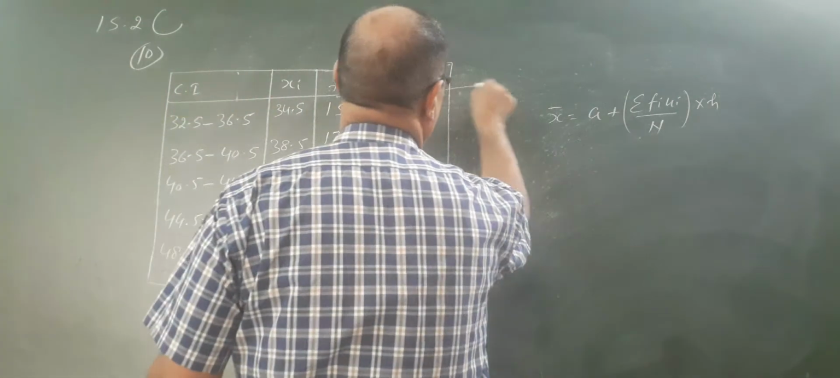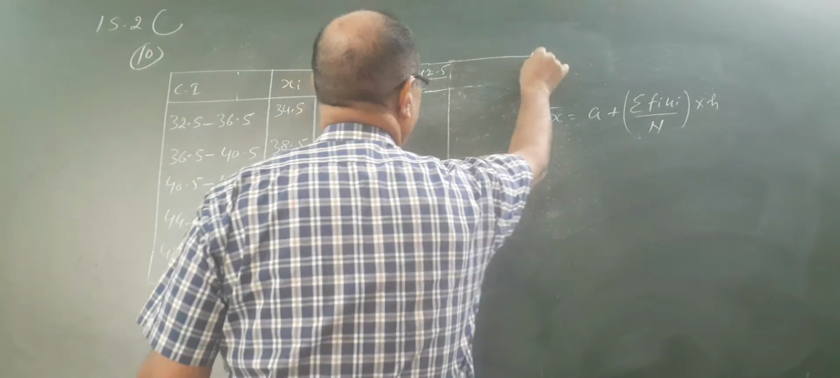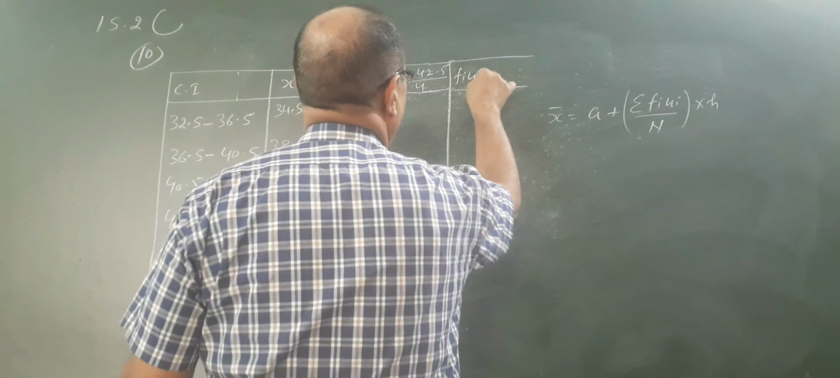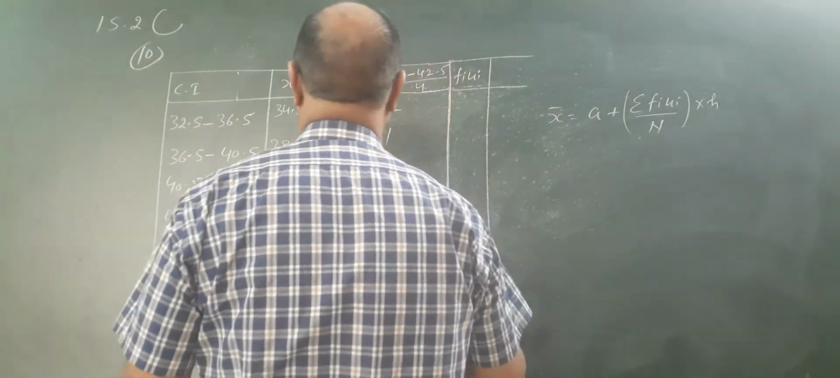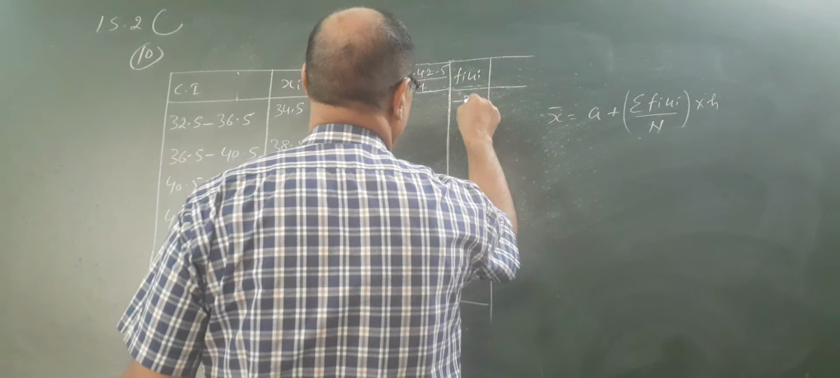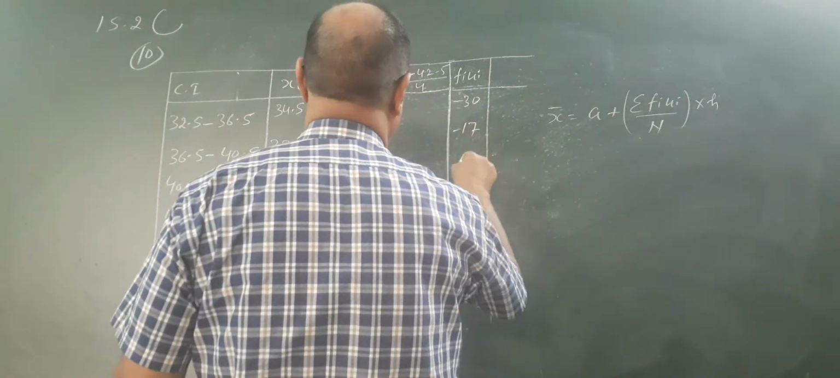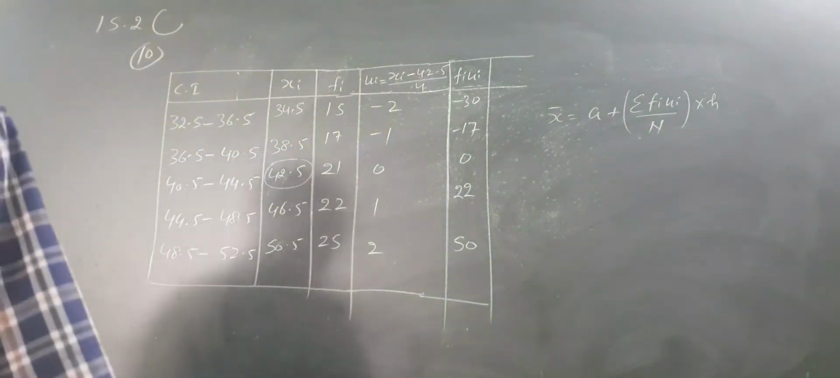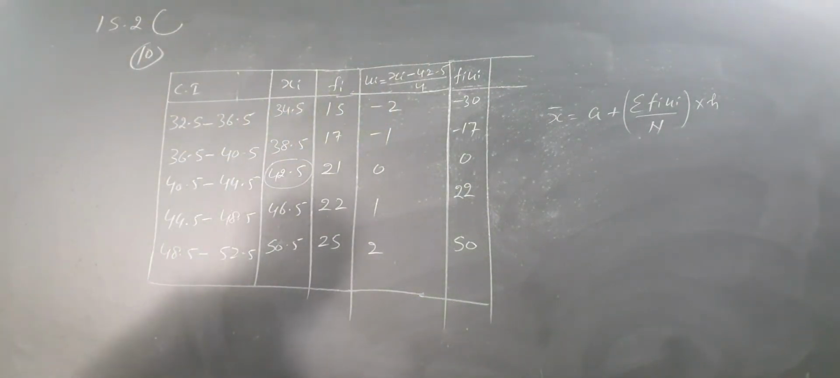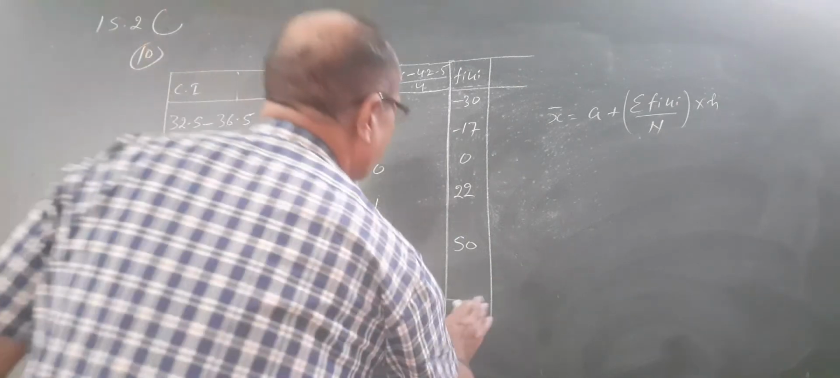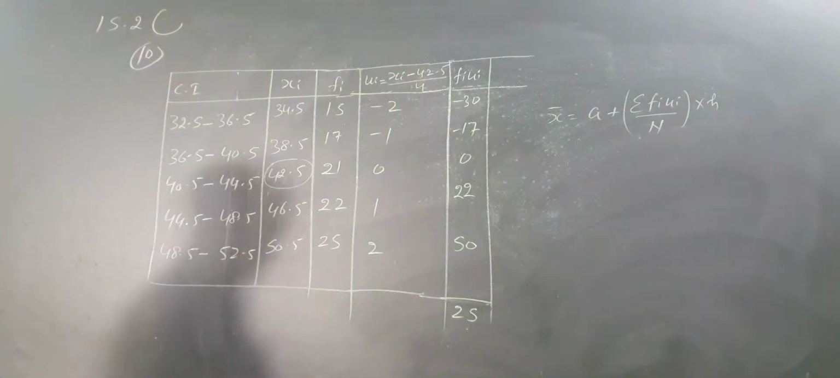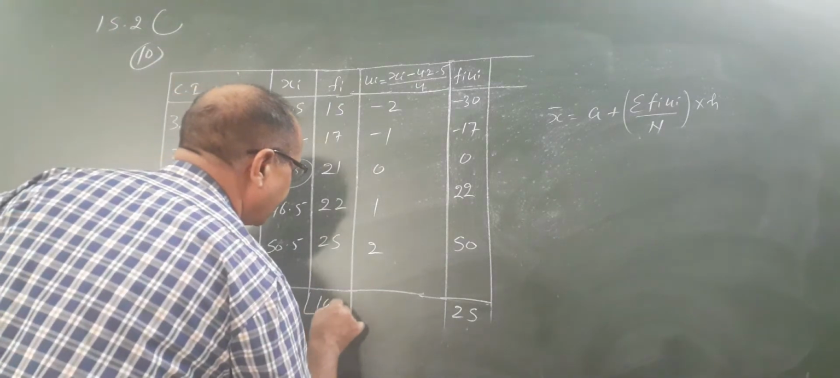Now friends, after this you have to write the next column, that is fi ui. What is fi ui? Multiply this fi by ui, we get minus 30, minus 17, then 0, then 22 and 50. Okay, so these are the values of fi ui. The total of this is 25, and the total of frequency is 100.